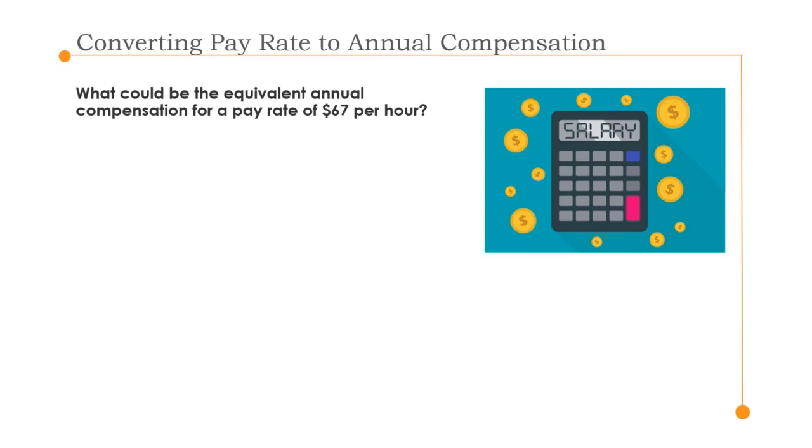A year has 52 weeks, but most American companies provide 2 weeks of vacation to their employees, which means that the employees work 50 weeks per year. Now 40 hours per week into 50 weeks equals 2,000 hours per year.